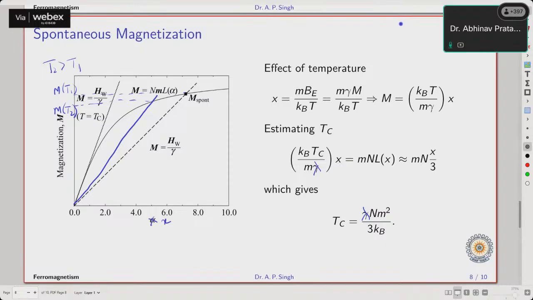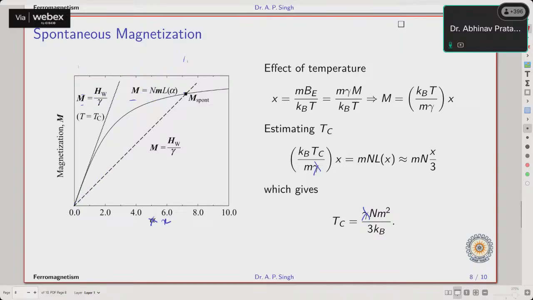All right, so clearly you can see that this m of T2 is less than m of T1. That means the magnetization is decreasing with temperature. So you get this estimate, the correct estimate for how the magnetization should change with temperature using the Weiss theory.